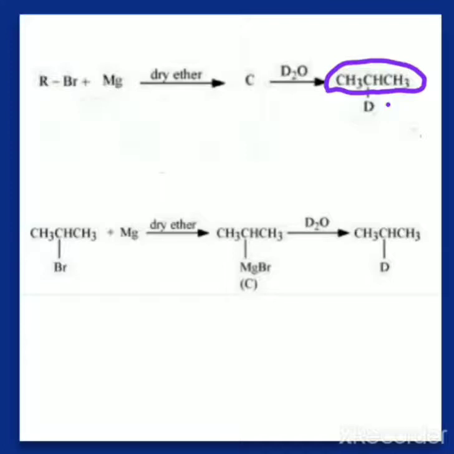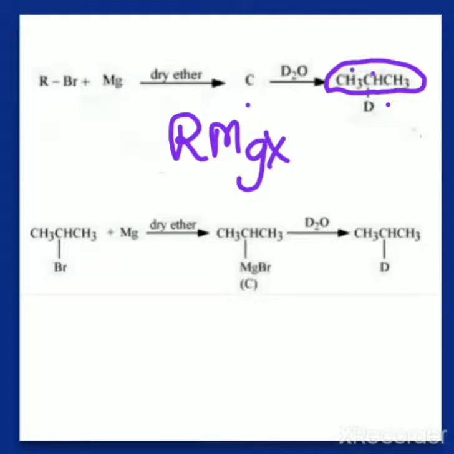So now we can write this R in the case of C product, that is RMgX. So we got this product. Instead of writing RMgX, what is R here? The R is this part. So we'll write R as it is. So RMgX, that's CH3, CH, CH3, and here is the MgBr. That is the C product.